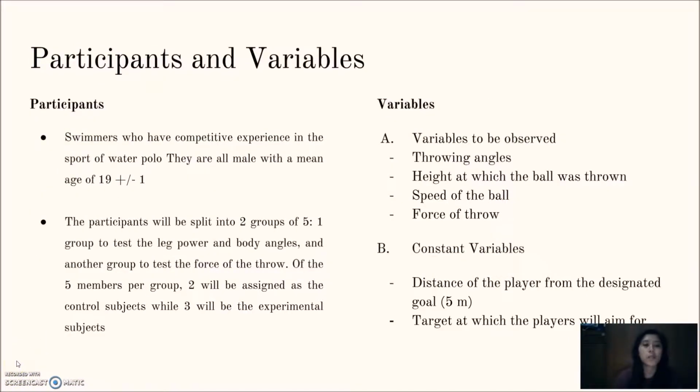For our participants, we use swimmers who have competitive experience in the sport of water polo, and we divided them into 2 groups of 5. One group to test the leg power and the body angles, and another group to test the force of the throw. Out of the 5 members per group, 2 will be assigned as the control subjects, while 3 will be in the experimental group. The variables to be observed are the throwing angles, height at which the ball was thrown, speed of the ball, force of the throw, and our constant variables are the distance of the players from the designated goal, which is 5 meters, and the target at which the players will aim for.